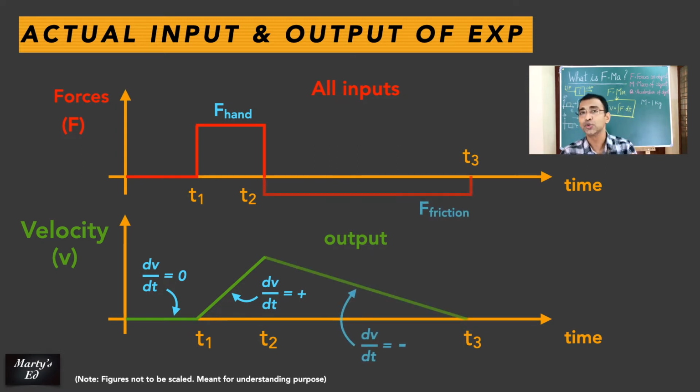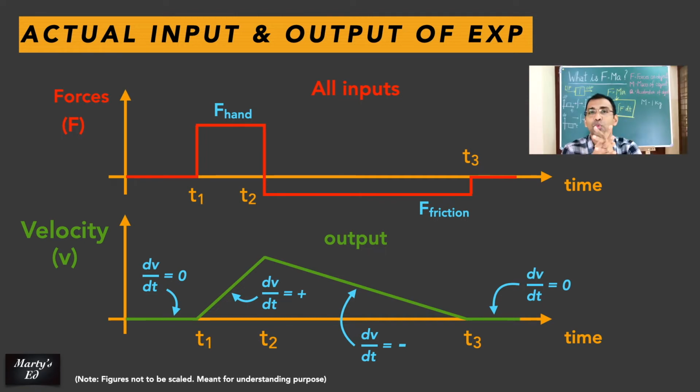At time t2, I took my hand and the velocity kept on decreasing due to the frictional force, which means the change in velocity with respect to time is negative. dv by dt is equal to negative. And at time t3, the velocity came to a halt. And after t3, there is no force, there is no movement. So the dv by dt, the change in velocity with respect to time, is 0 again.